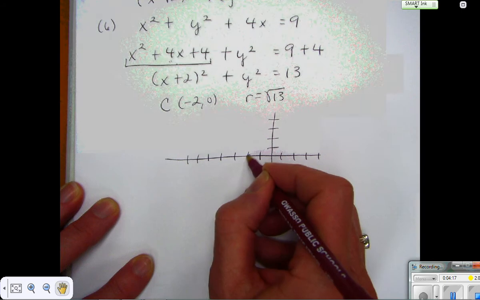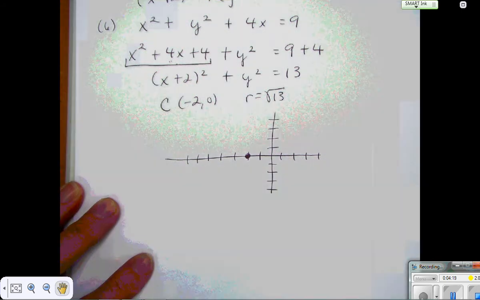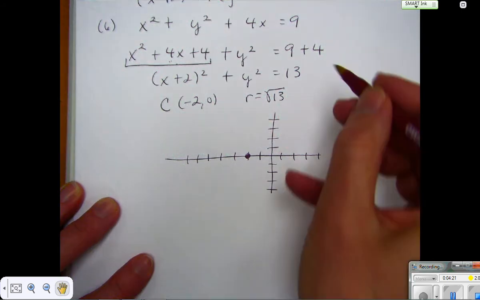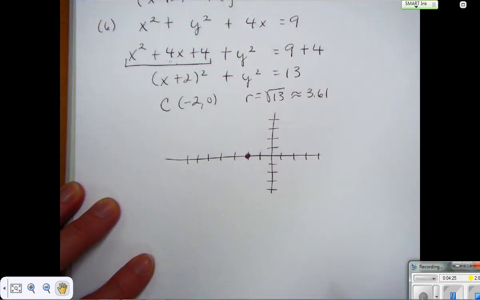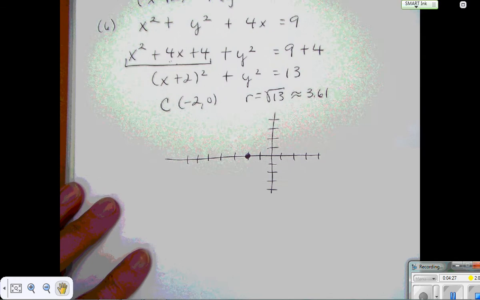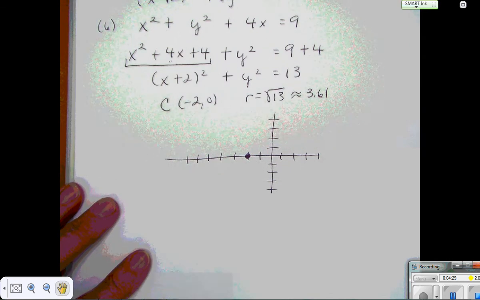So your center is right here, -2, 0. And that radius, the square root of 13, is about 3.61 units long. So we're going to make this as simple as we can to graph these things.